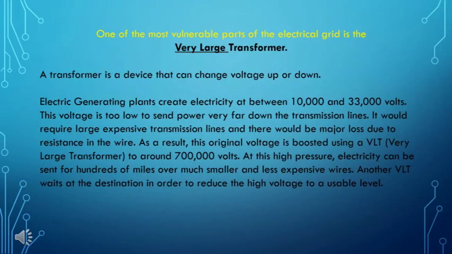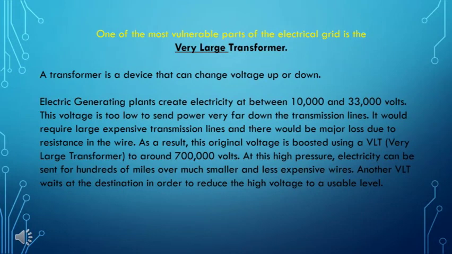One of the most vulnerable parts of the electrical grid is the very large transformer. A transformer is a device that can change voltage up or down. Electric generating plants create electricity at between 10,000 and 33,000 volts. This voltage is too low to send power very far down the transmission lines. It would require large, expensive transmission lines, and there could be major loss due to resistance in the wire.